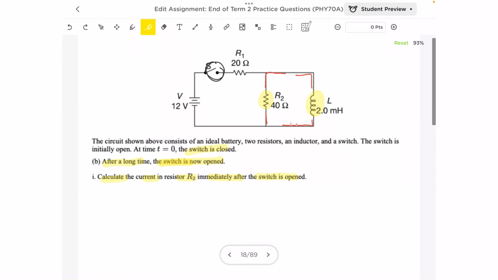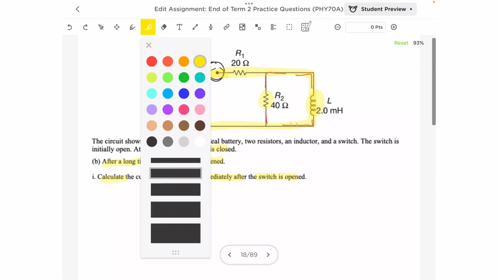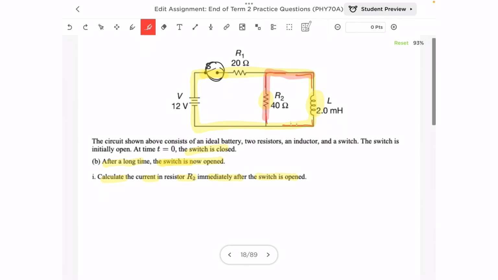But we also have to remember that when this switch is closed, after a very long time, there will be no current flowing through R2, and that is because the inductor is going to short circuit it. So when we close the circuit, current will be flowing through this path right here. And when the switch is now open, the current will be flowing through this path.